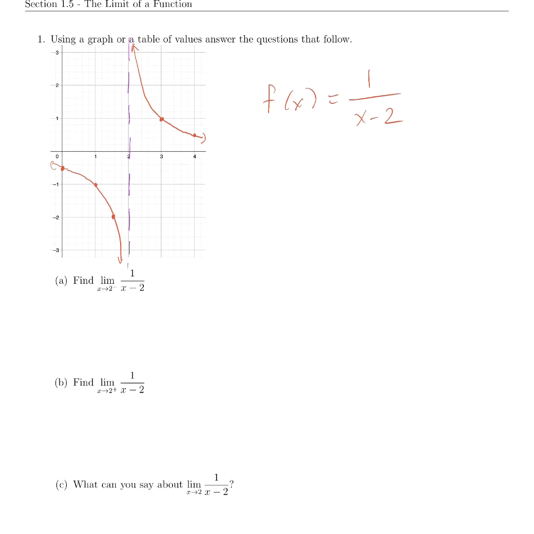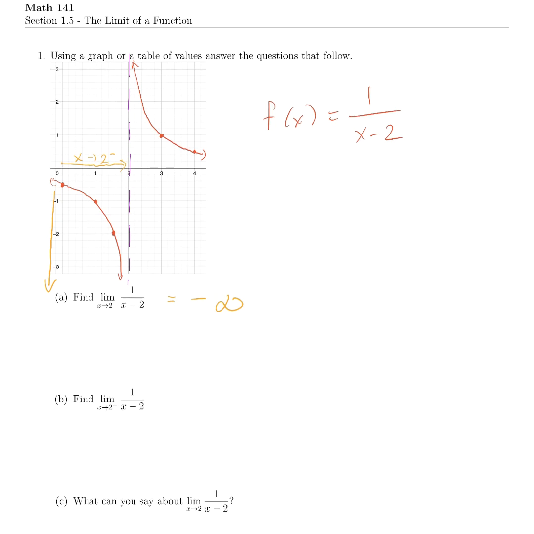Okay, so the first question says, what's happening as x is approaching 2 from the left? That would be something like starting at 0 and approaching 2 in this direction. So there is x approaches 2 from the left. What's happening to the outputs of the function? Well, at 0, we're at negative 1/2, and as we approach 2 from the left, those outputs are moving in this direction, and in fact, they're getting larger and larger in a negative fashion. So this limit is negative infinity.